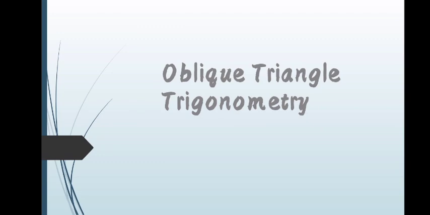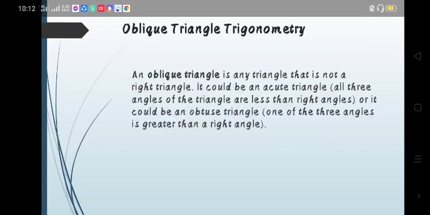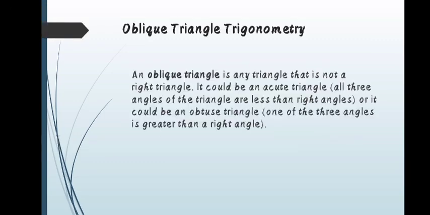Oblique triangle trigonometry. An oblique triangle is any triangle that is not a right triangle. It could be an acute triangle, where all three angles of the triangle are less than right angles, or it could be an obtuse triangle, where one of the three angles is greater than a right angle.